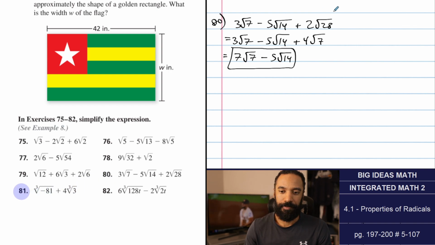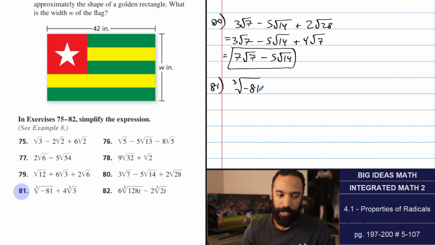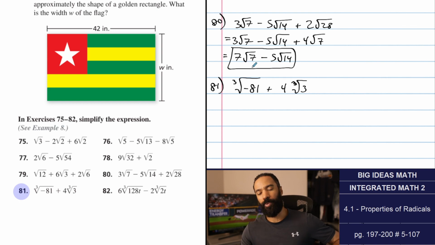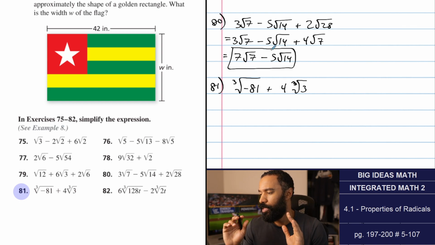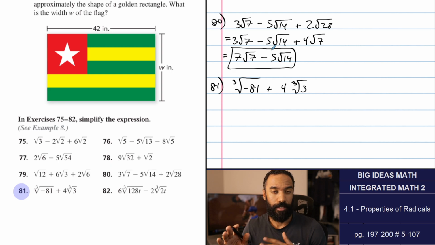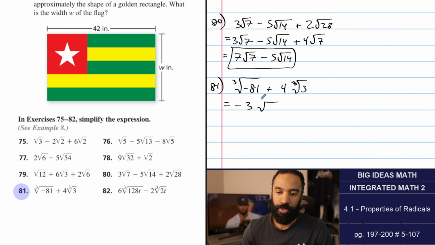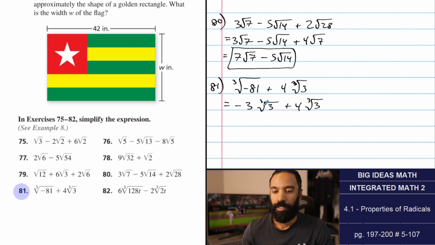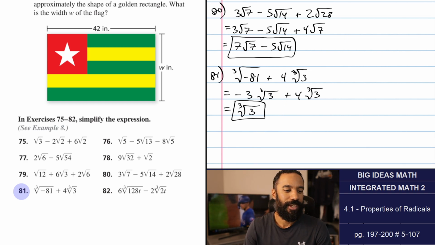Cube roots. Number 81. We have the cube root of negative 81 plus 4 times the cube root of 3. 81 is not a perfect cube, but it has the perfect cube of 27. We've seen it actually a couple times now. Cube root of 27 is 3 times cube root of 3. So this is negative 3 times the cube root of 3 plus 4 times the cube root of 3. Negative 3 plus 4 is 1. You have 1 times the cube root of 3, which is also written as just the cube root of 3. And listen, that is simplified, right? That's as simplified as you can get.